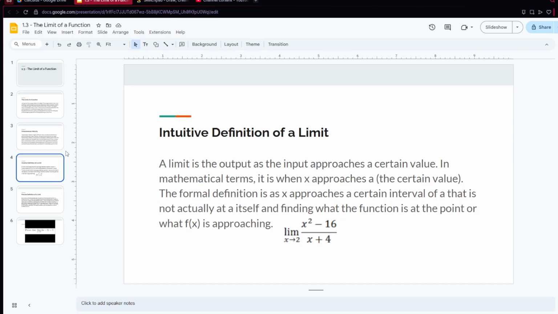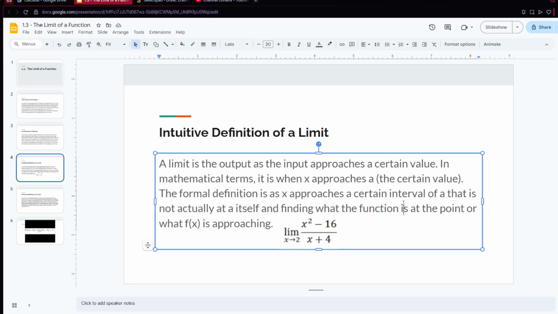The intuitive definition of a limit is: a limit is the output as the input approaches a certain value. In mathematical terms, it's what f of x approaches when x approaches a, or that certain value. The formal definition is as x approaches a certain interval of a that is not actually at a itself.